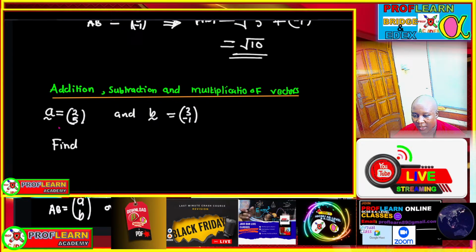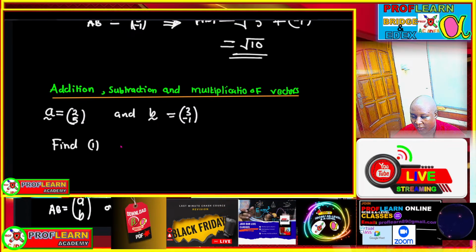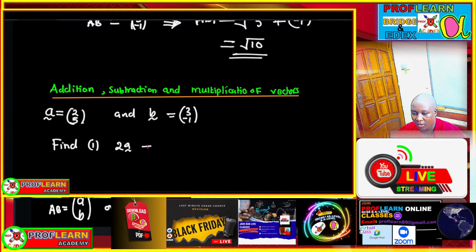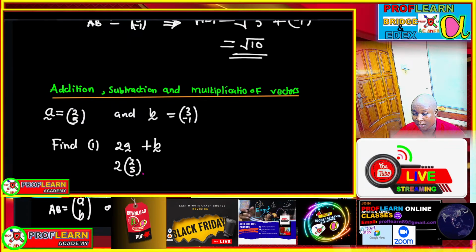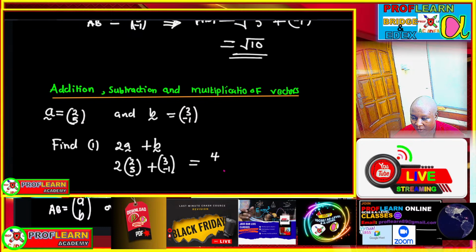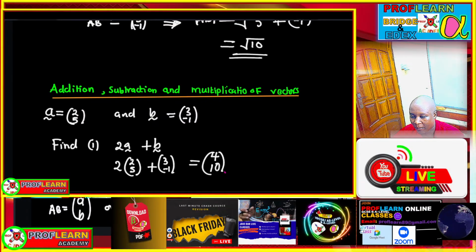So you're given vector A and vector B there. Then you are supposed to find, Roman 1, 2A plus B. So meaning that 2 times vector A and then plus (3, -1). So in the first one, we shall multiply 2 times 2 and then 2 times 5, which is going to give us 4 and 10.